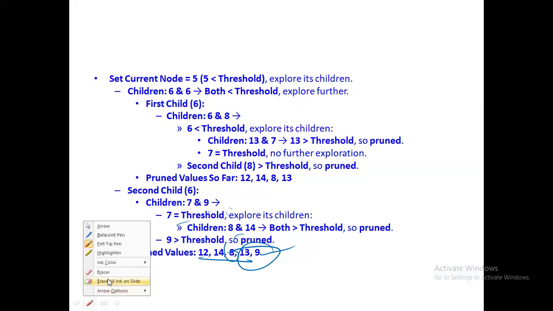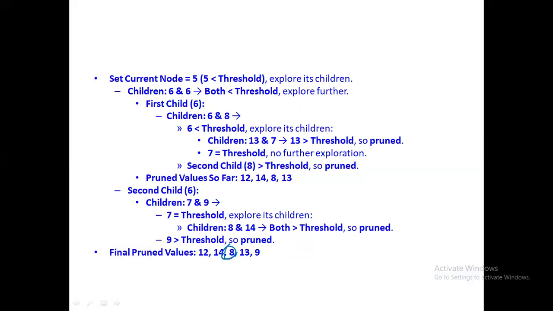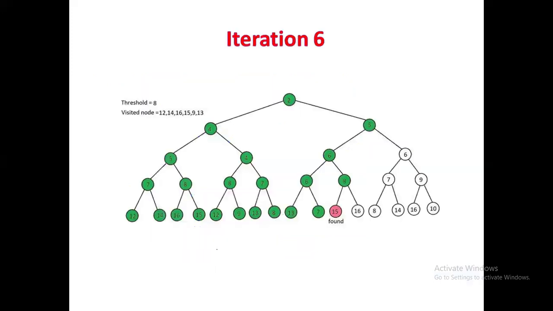Which one will we be selecting? We'll be selecting 8 as the threshold. So in this iteration, the threshold is updated to 8. This is the last iteration. Based on the least pruned value from the previous iteration, the current node is set to 2. So from here all will come.